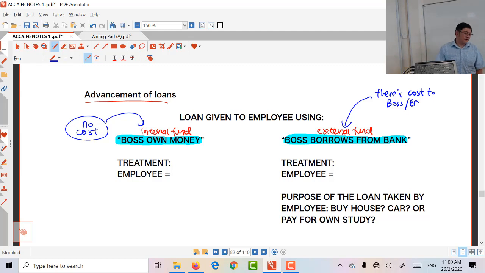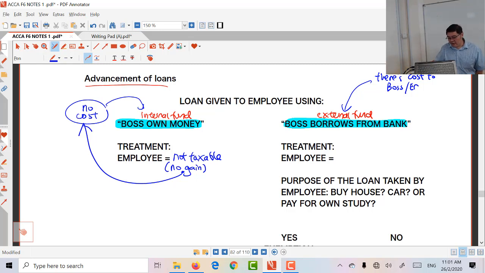Now, the treatment. When the boss gives you a loan using their extra spare cash in the company, the treatment is not taxable. The reason it's not taxable is because we see that there is no gain, since there's no cost. If there's no cost to the employer, you don't gain anything. You don't save anything, all right?